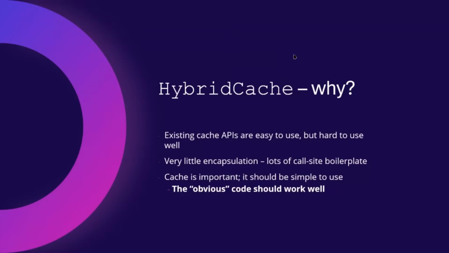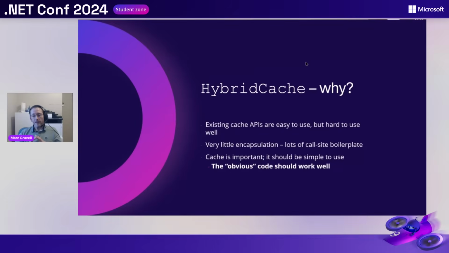So, why are we adding a new API? The existing cache APIs, they work, but they're very hard to use well, and in particular, they're hard to use efficiently. The two main APIs that we'd be talking about there are IMemoryCache and IDistributedCache, and both of those have great features, but they also have limitations and pain points that make them awkward to use in most common scenarios. But also, your code ends up writing a lot of the things itself. The libraries do very little internally.